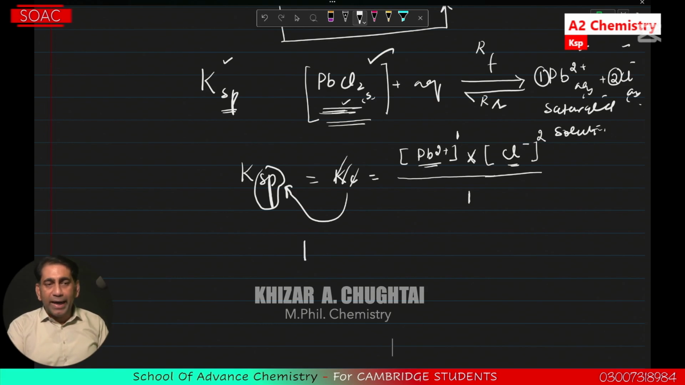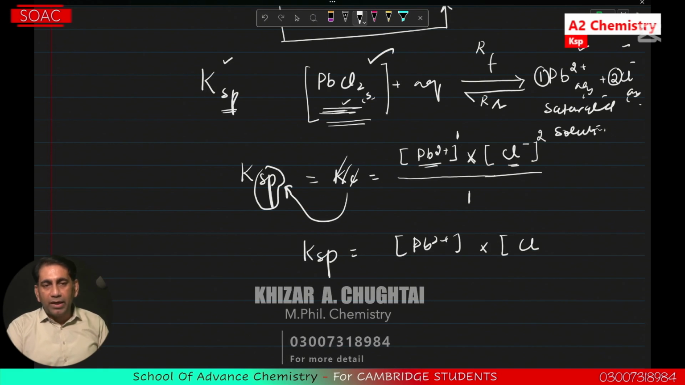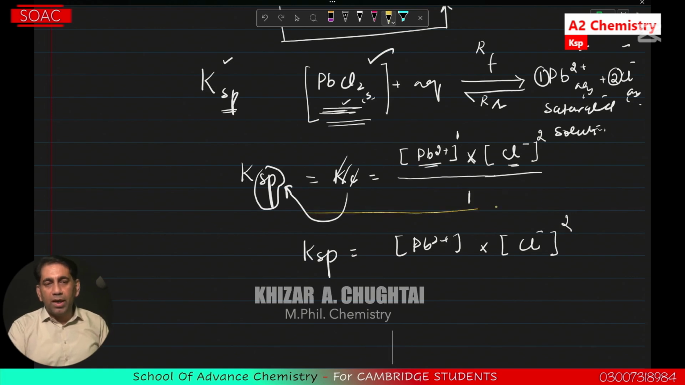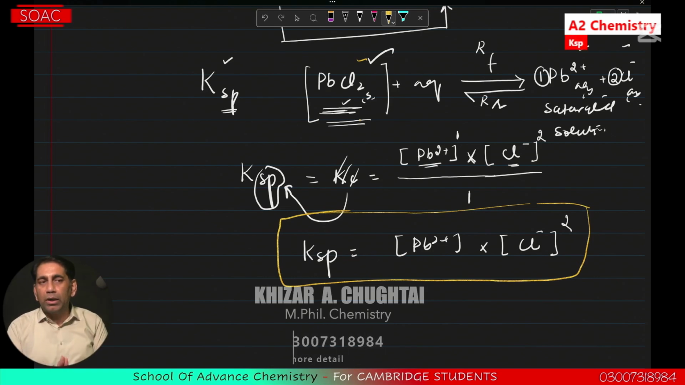So I'm going to write it again. Ksp is equal to the concentration of Pb2+, where the bracket means concentration in mole per dm cube, multiplied by the concentration of Cl- ion raised to the power 2. This is the true expression for the Ksp of this compound, the basic expression of the solubility product of PbCl2.